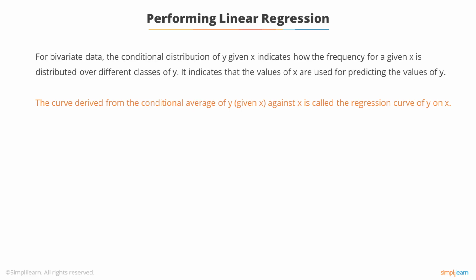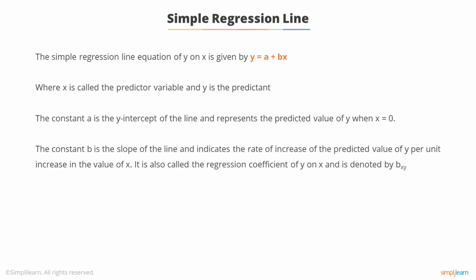With a simple regression line, the equation of y on x is given as y equals a plus bx. The constant a is the y-intercept of the line and represents the predicted value of y when x is equal to 0. We have x as the predictor variable, and y is the criterion. And then we have the constant b, which is the slope of the line, or weight of the variable, and indicates the rate of increase of the predicted value of y per unit increase in the value of x. This is called the regression coefficient of y on x, denoted as b sub xy.